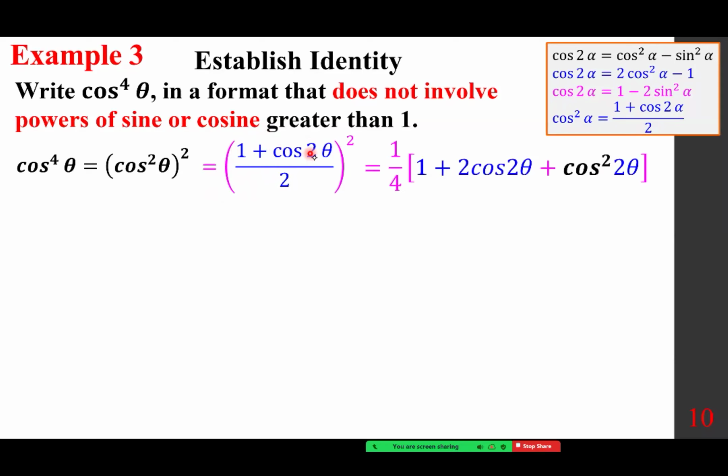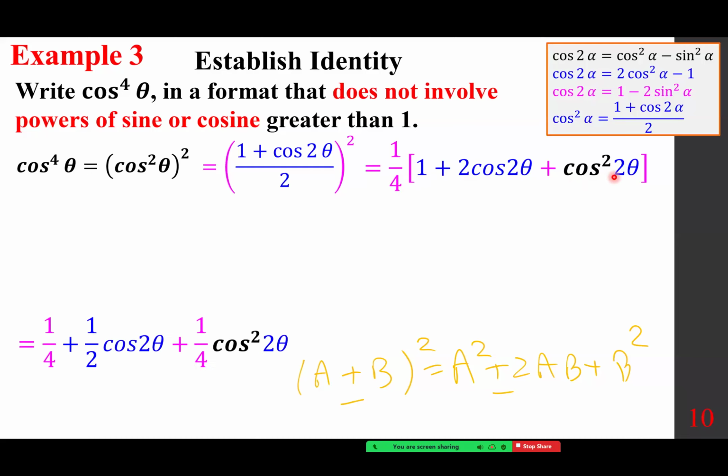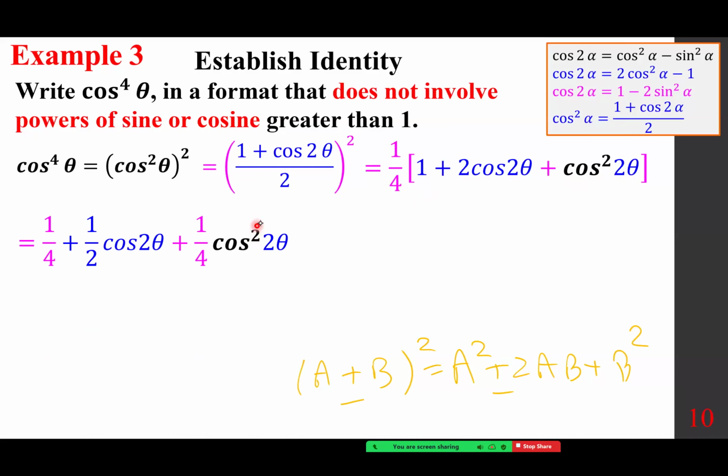I'm assuming we have no problem with this, okay? If it's negative, we get a negative here. So we should have no problem. This is good, 1/4. This is good, 1/2. And this is 1/4 of this. And this is the one that has a power. We don't want to have a power. We're going to fix that.